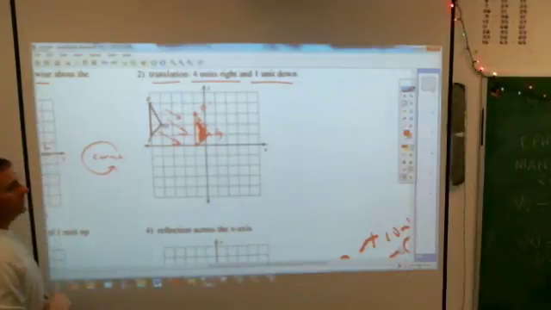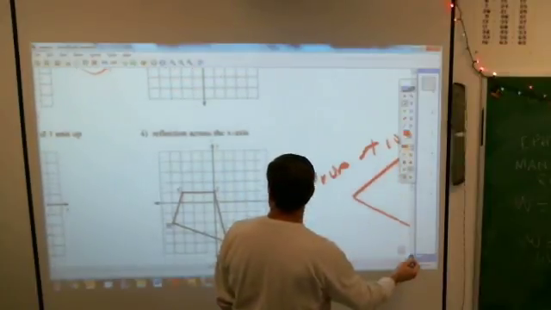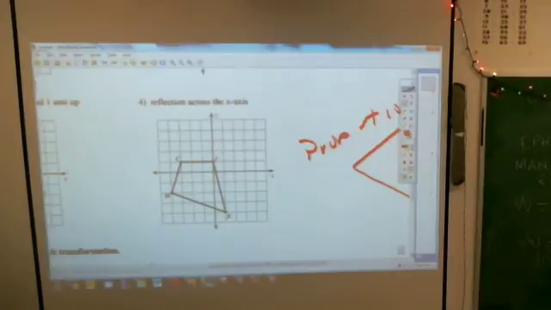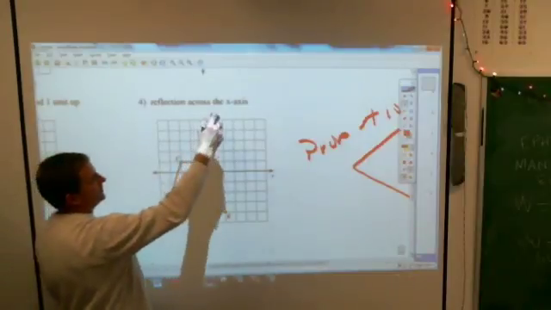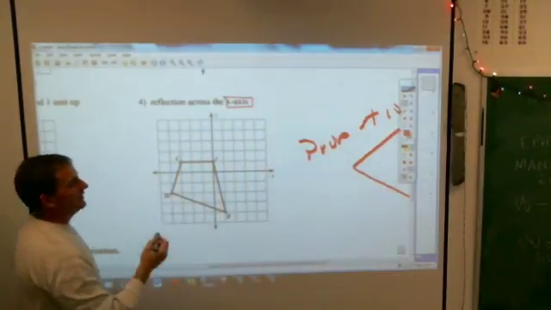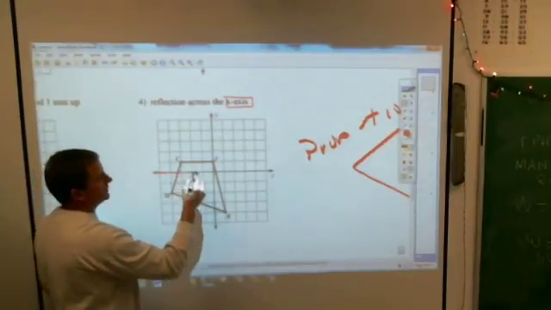That's a pretty simple one right there. Let's do the reflection one. When you do reflections, the first thing you have to know is what you're reflecting about. And the reflection here is the x-axis. And you probably should highlight that. Okay, so here is my reflection point.